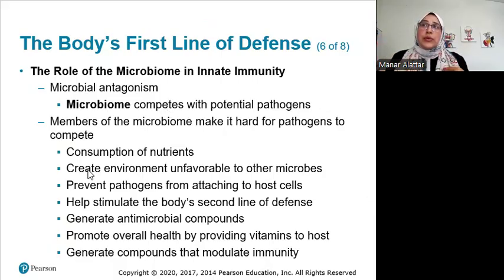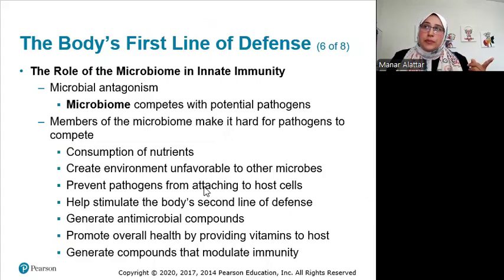Okay. Also, creating an environment that's unfavorable for pathogens, but favorable for the body. A really great example of this is lactobacillus within the vaginal microbiome. Essentially, lactobacillus creates a pH balance that is well maintained for the health of the vaginal microbiome, but it prevents pathogens. Pathogens tend to not like a really acidic pH, and so that prevents pathogens within that specific area of the body.